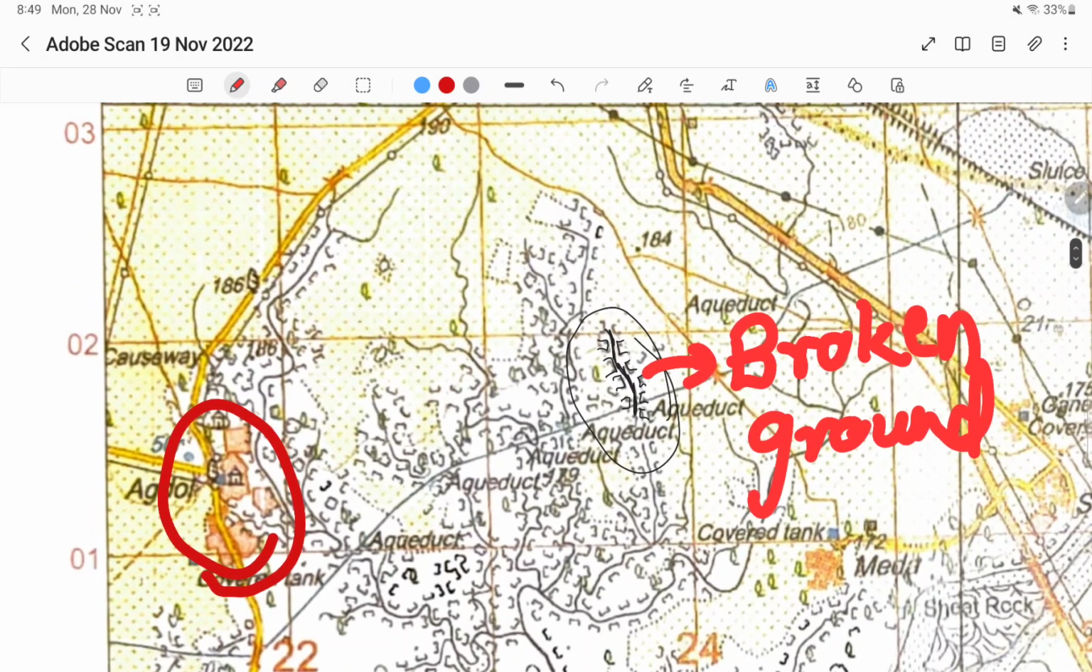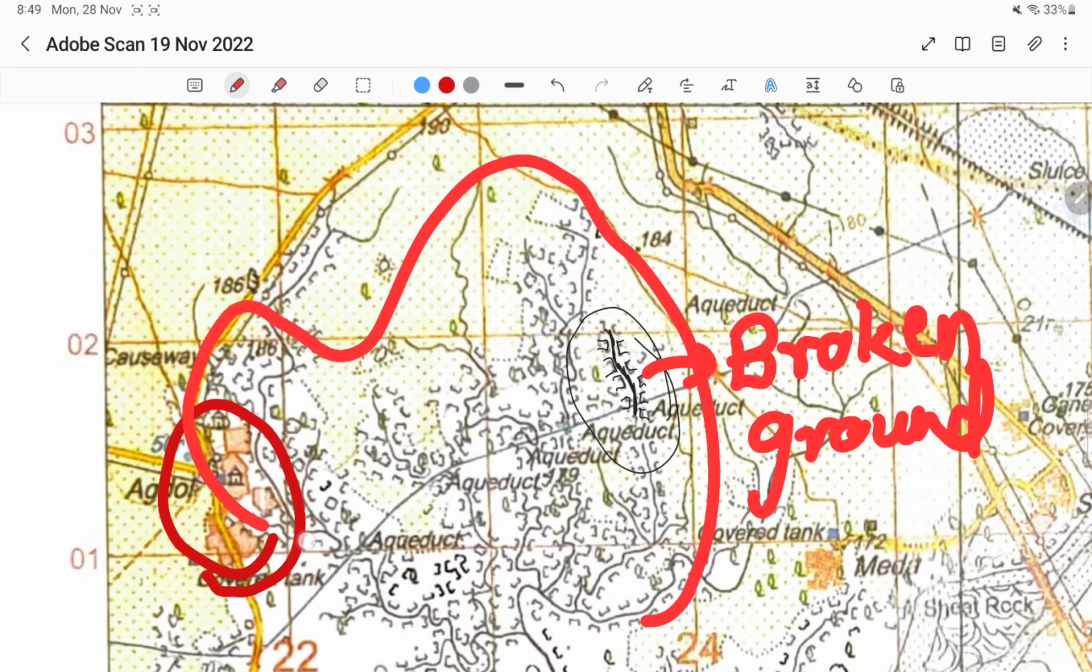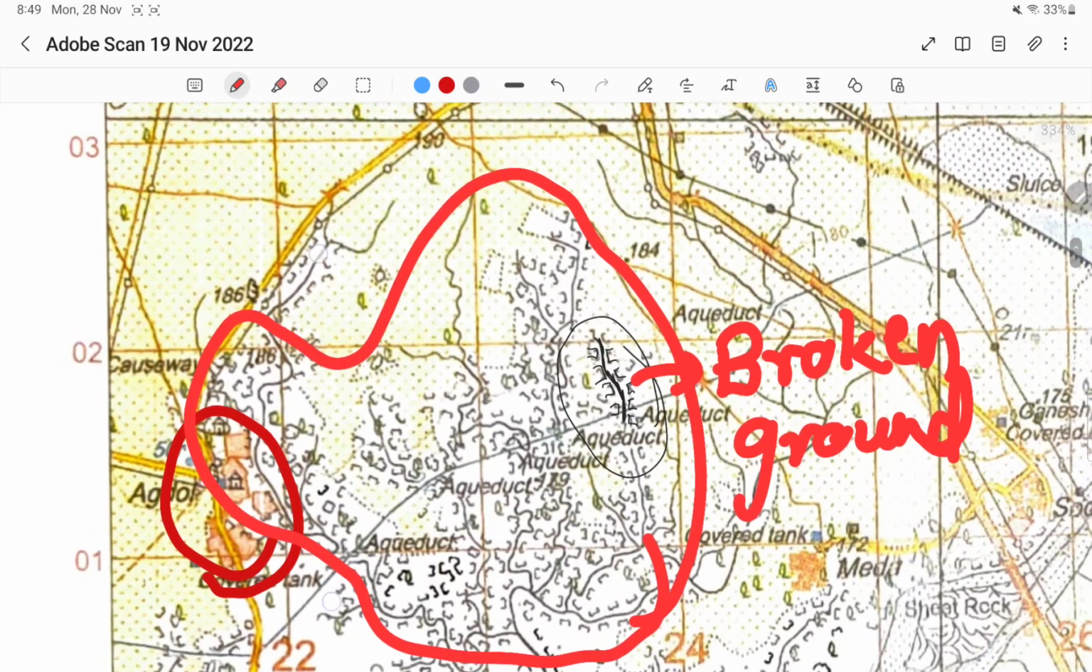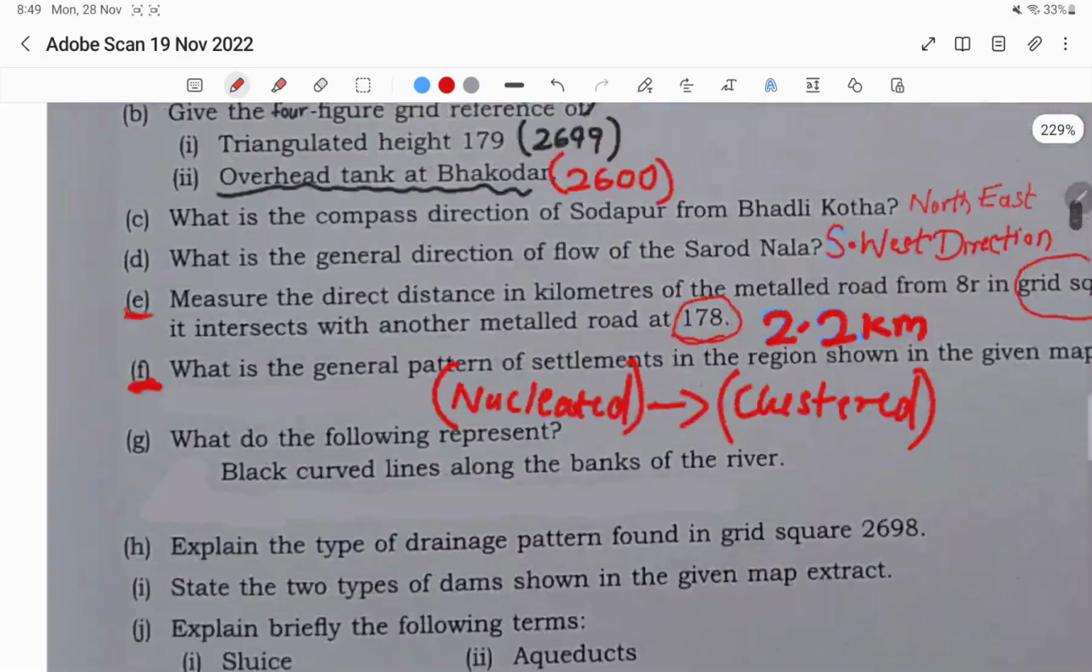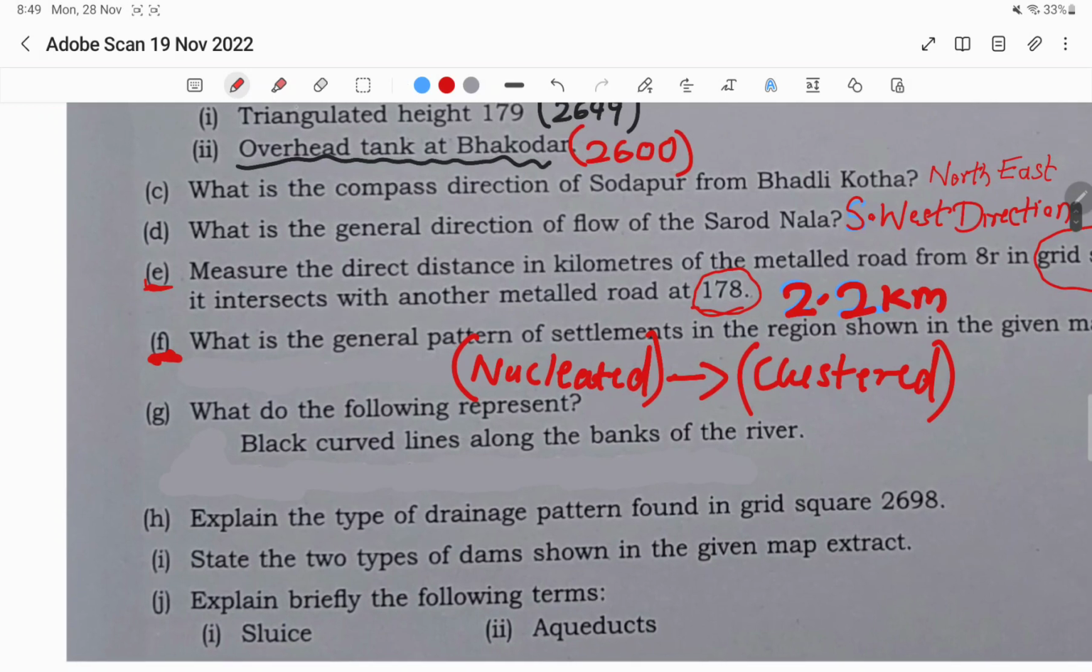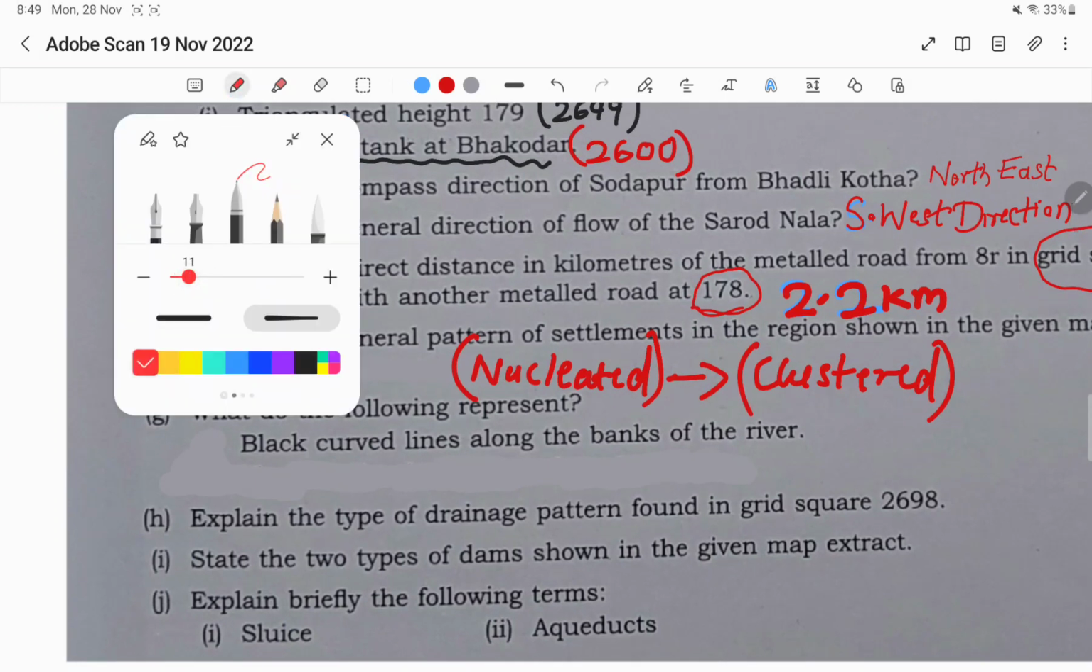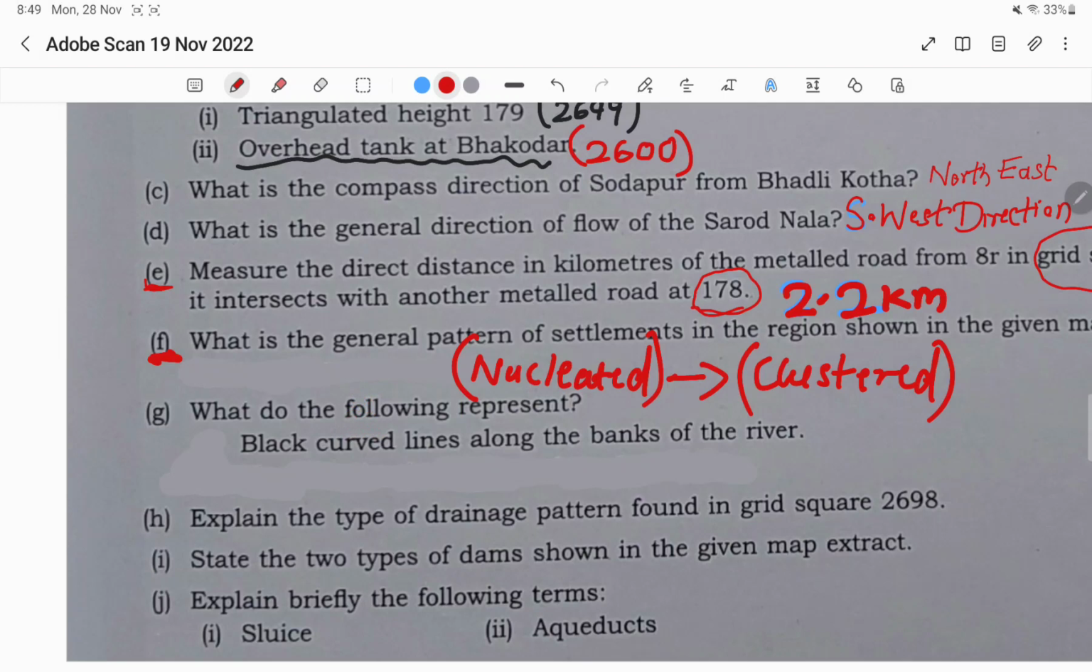Okay, so all over here you can see these black curved lines. The answer for this question will be that these black lines are basically representing the broken ground.